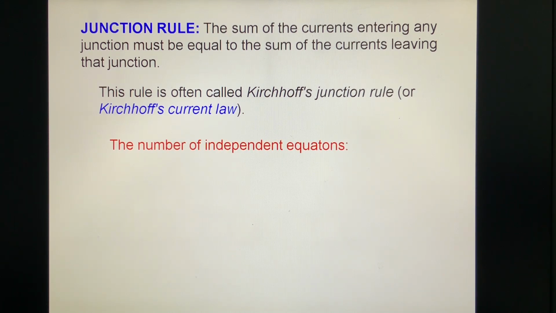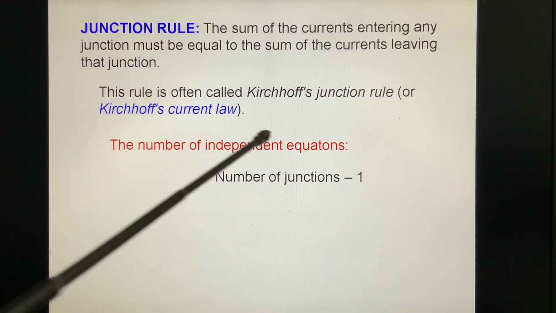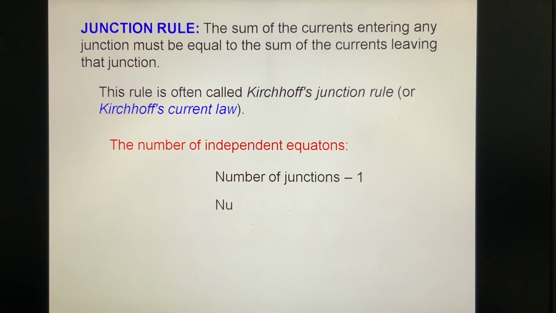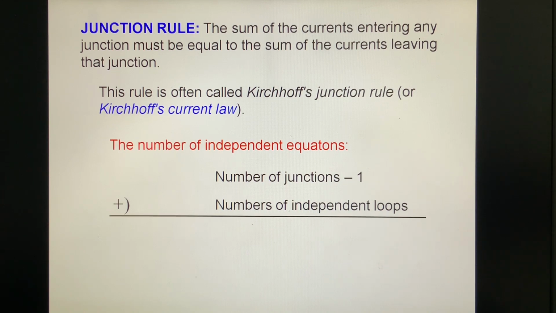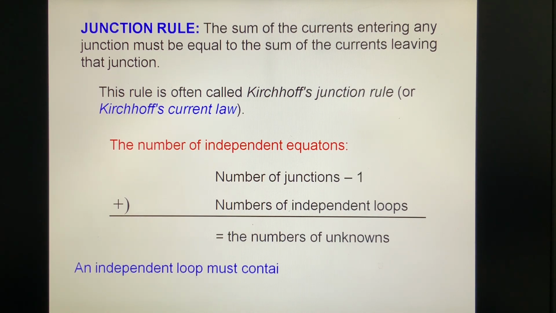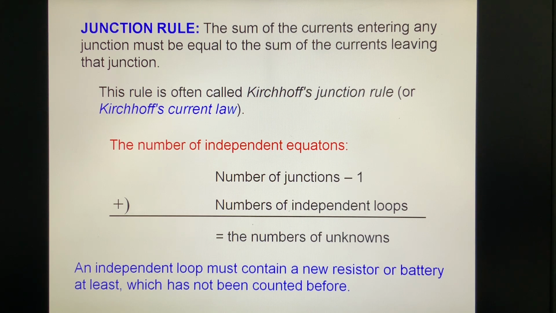The number of independent equations includes the number of junctions minus 1, because one is not independent, so the total is the number of junctions minus 1, plus the number of independent loops. For each loop we can write an equation. Together these should equal the number of unknown currents. This is the rule: an independent loop must contain at least a new resistor or battery which has not been counted before. If it did not, then it is not an independent loop.